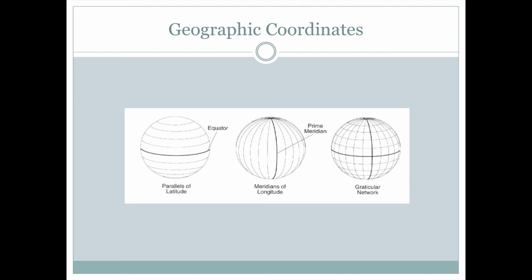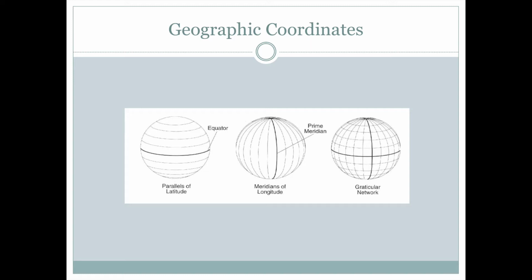So let's start with geographic coordinates and then talk about how those can be converted to coordinates on a flat plane, such as a piece of paper, which we're going to refer to as Cartesian coordinates. If we remember geographic coordinates, we have two different types.